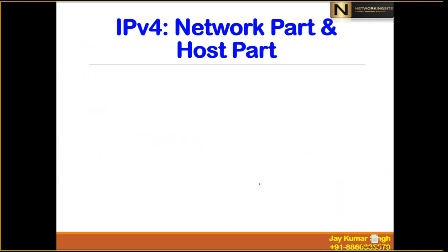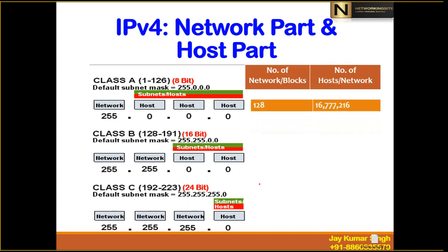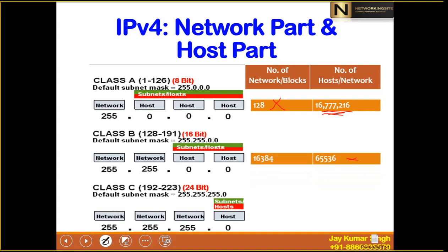Now we have to work on the network part and the host part. In class A we have 128 networks, and this host part that we are writing is hosts per network, so you can multiply it to find how many hosts are in class A. This is for a single network, so if you want the total, you can multiply it.